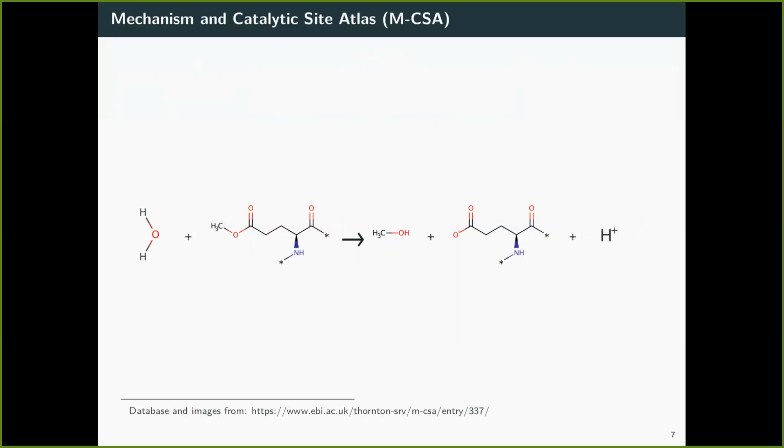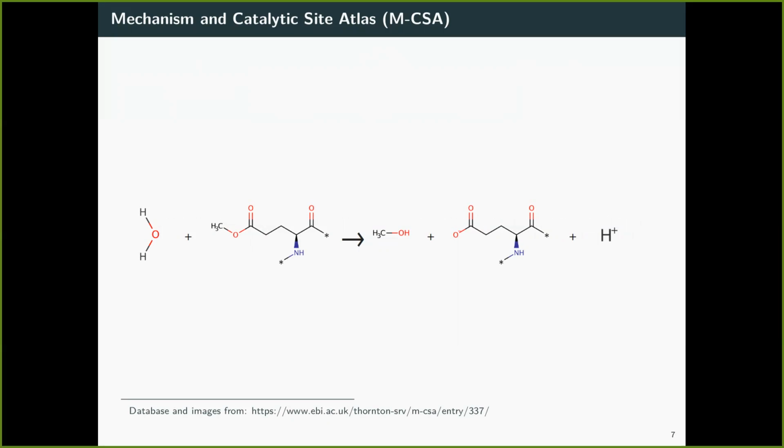Luckily, there exists a database called the Mechanism and Catalytic Site Atlas, or just the MCSA for short, that does exactly this. The database contains a collection of enzymatic reactions along with a set of manually curated mechanisms for each reaction. And the aim of the MCSA is to provide a set of mechanisms that exactly models a lot of the behavior we see in enzymatic reactions.